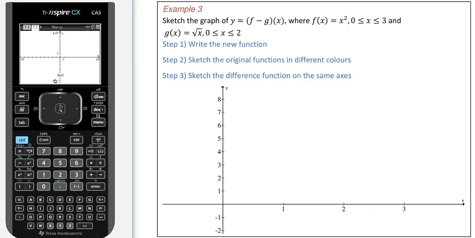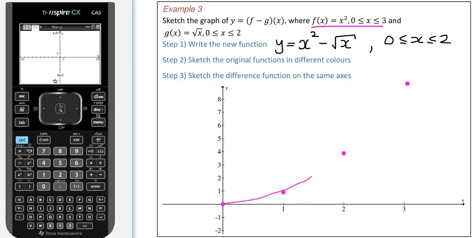We are asked to write a function, which means that we do need to have a domain in that. So it's going to be y is equal to x squared minus root x, but it's only defined where they both exist, which is 0 to 2, i.e. the domain of g. Now when we graph this, we're going to sketch the original graphs.